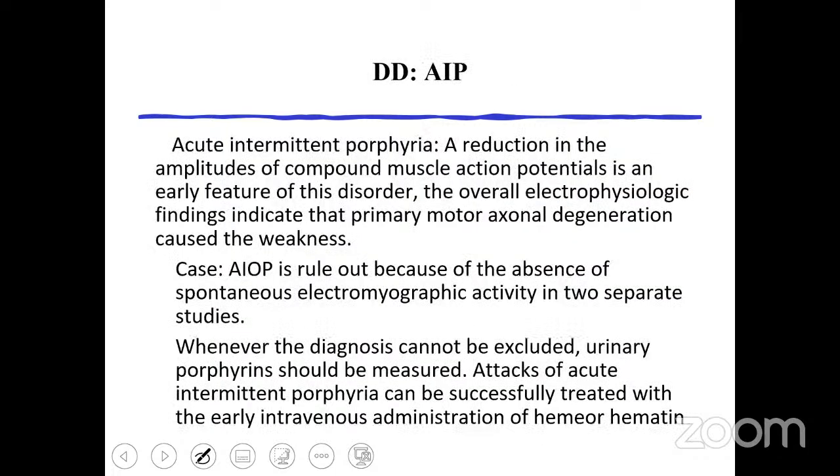We are not sure. So in AIP, the electrophysiology shows a reduction in the compound muscle action potential, an early feature of this disorder. Overall, EPS findings indicate a primary motor axonal degeneration, which caused the weakness. So in this case, porphyria is ruled out because of the absence of EMG activity in two separate studies. Whenever the diagnosis cannot be excluded, urinary porphyrins should be measured. Attacks of acute AIP can be successfully treated with early administration of hematin or heme products.